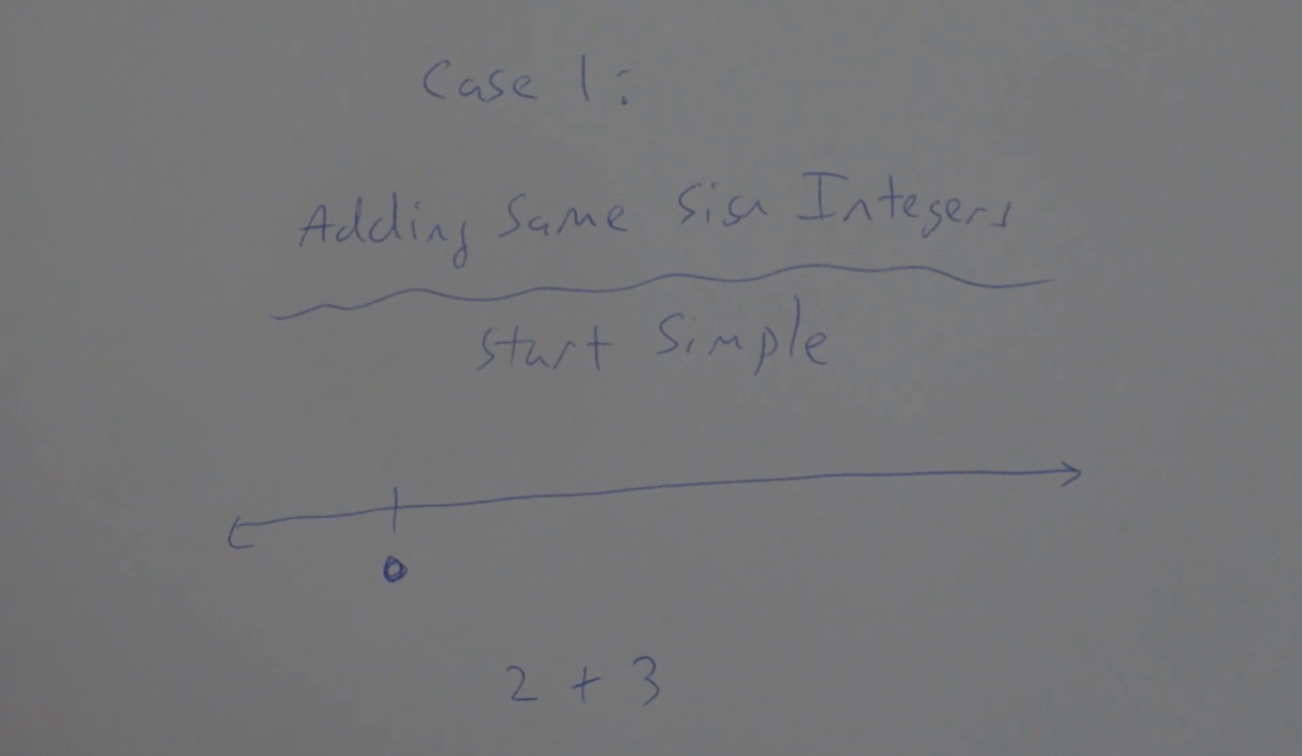So we're starting here with a simple example. We're looking at case 1, and we're adding same sign integers, and notice that the signs are the same. They're both positive. So just like everything, we try to start simple and then we get more complicated, but we always try to really understand the simple things and make generalizations to help us understand the more complicated things.